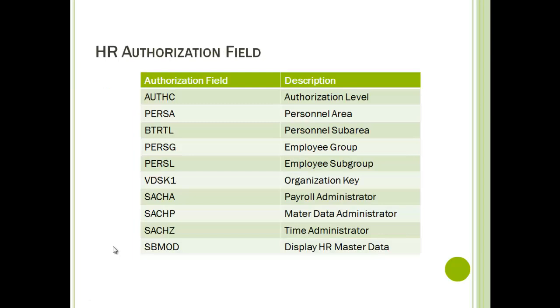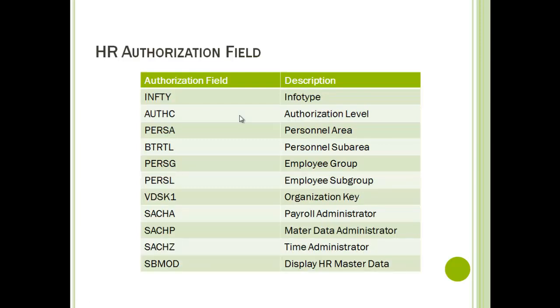The next thing we are going to look at is the authorization field. This is also very important. The first field is info type, INFTY, that you already know what info type means. AUTHC, authorization level. Then personal area, personal sub area, employee group, employee subgroup, organization key, payroll administrator, master data administrator, time administrator, and display HR master data.